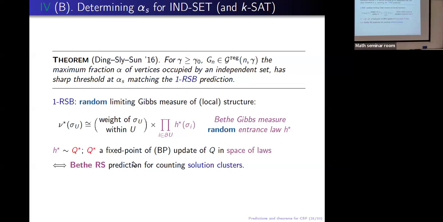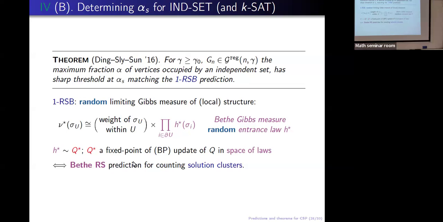So looking at a given neighborhood, you will find the boundary, you will have to put random numbers. And how do you choose the random numbers? The random numbers are chosen according to a law. And this law is a fixed point of a belief propagation update, but not in the space of numbers, but in the space of laws on interest. So you elevate yourself one level up and then do the same problem.